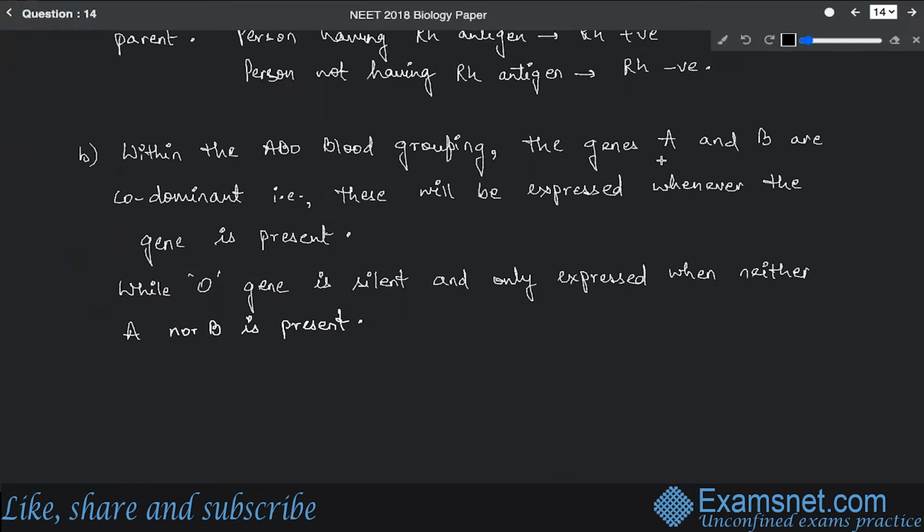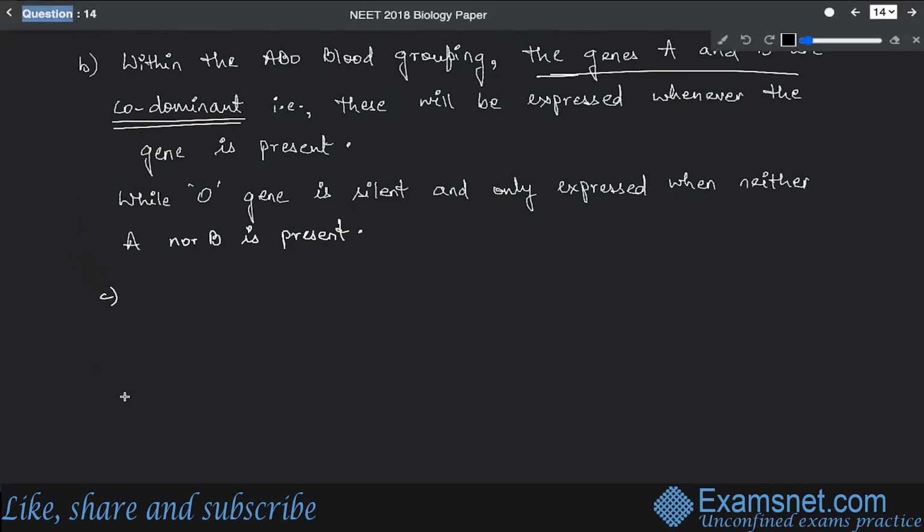So again, we basically consider that ABO blood grouping is showing a phenomenon of codominance. And the last is multiple alleles. Multiple alleles means the presence of more than one allele controlling a single character or trait. In case of ABO blood grouping, there are three different alleles responsible for the different blood groups in humans.